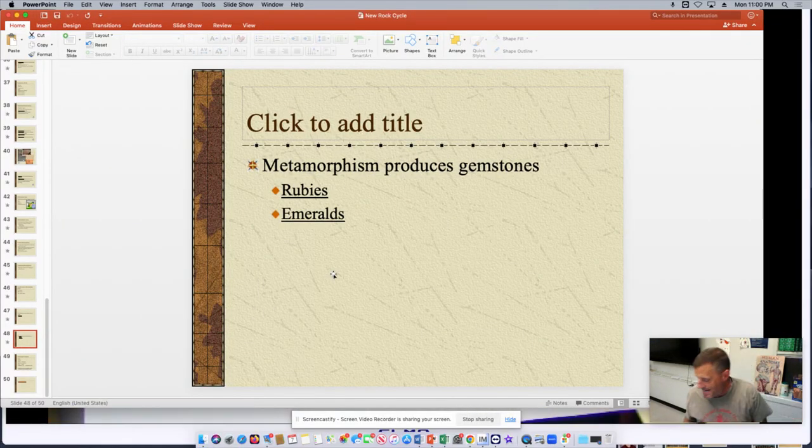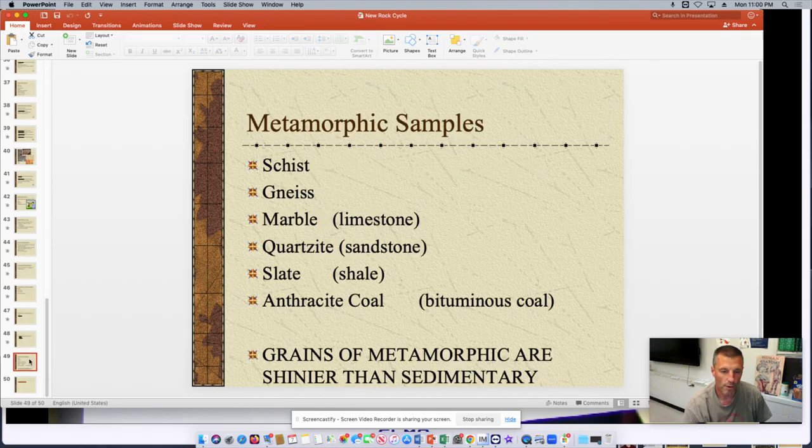Metamorphism, that heat and pressure and those chemical changes can also produce gems like rubies and emeralds. Okay, and we just about closed out actually. So we're going to finish by looking at some more of these samples. I'll give you a moment to look, write those down, and then we're going to look at a couple more pairs.